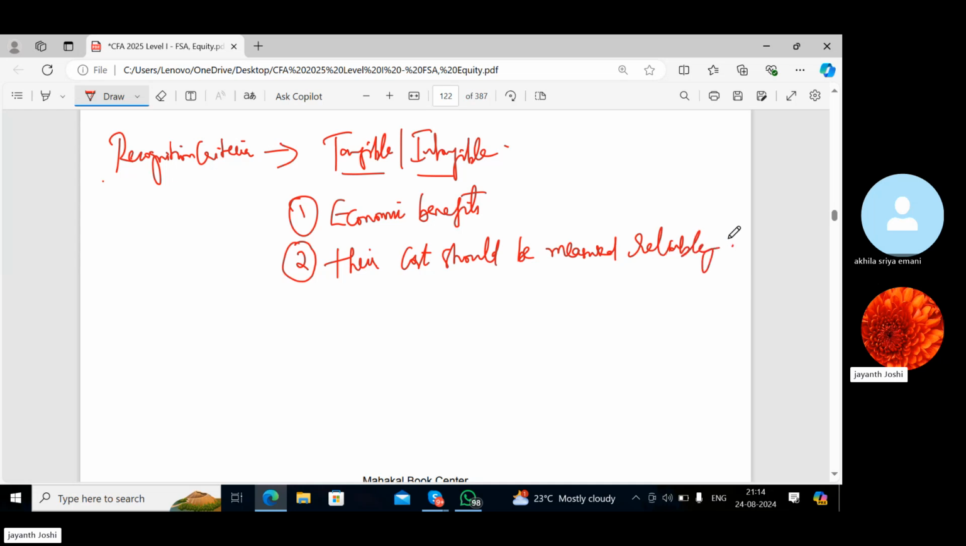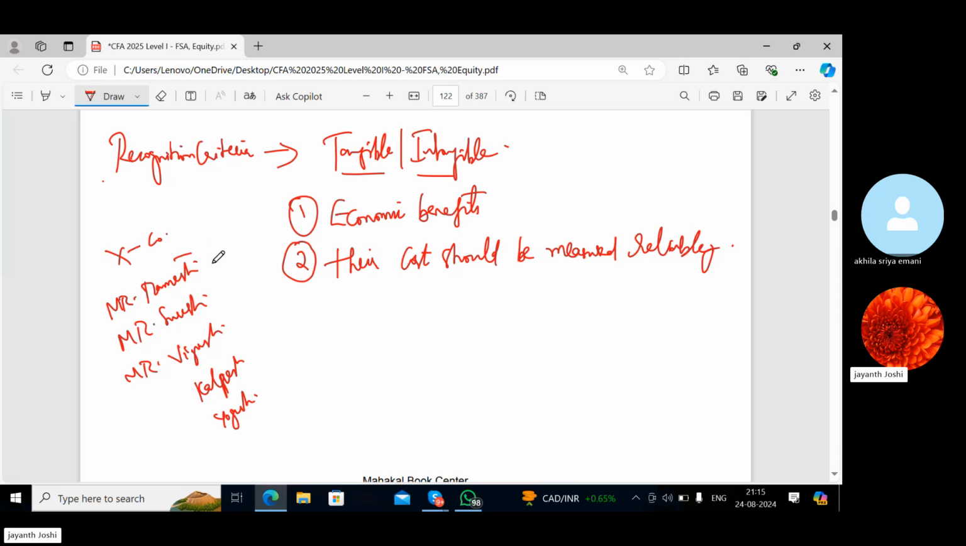So what is the meaning of cost should be measured reliably? See, X company has so many people who are working in this company. There is Mr. Ramesh, one of the best employees of the company. There is Mr. Suresh, who is also one of the good employees. Mr. Vignesh, Kalpesh, Yogesh. Okay, I'm taking all the names. All these are the employees of X company.